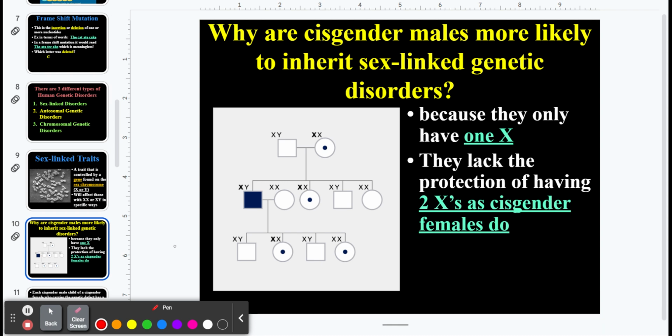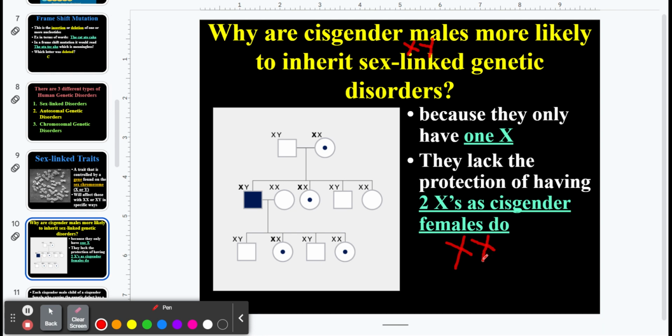There are many more complications to sex and also gender. But in this case, in terms of how we're thinking about it for a living environment, cisgender males are going to be considered as XY, and cisgender females will be considered as XX.